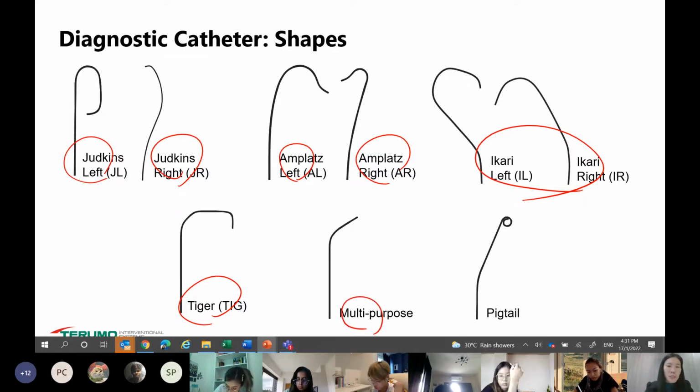This is a multi-purpose one, and there's also a pigtail one. It's not so much used by interventional cardiologists to put into your coronary artery. As you can see, this is not so much for your artery, but is actually to assess the left ventricle, to monitor your LV conditions.